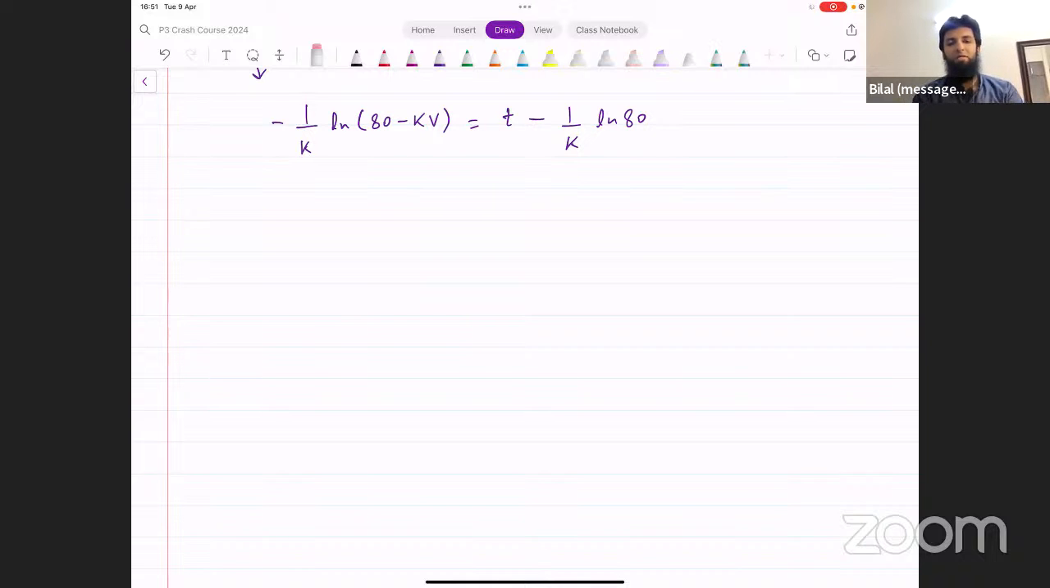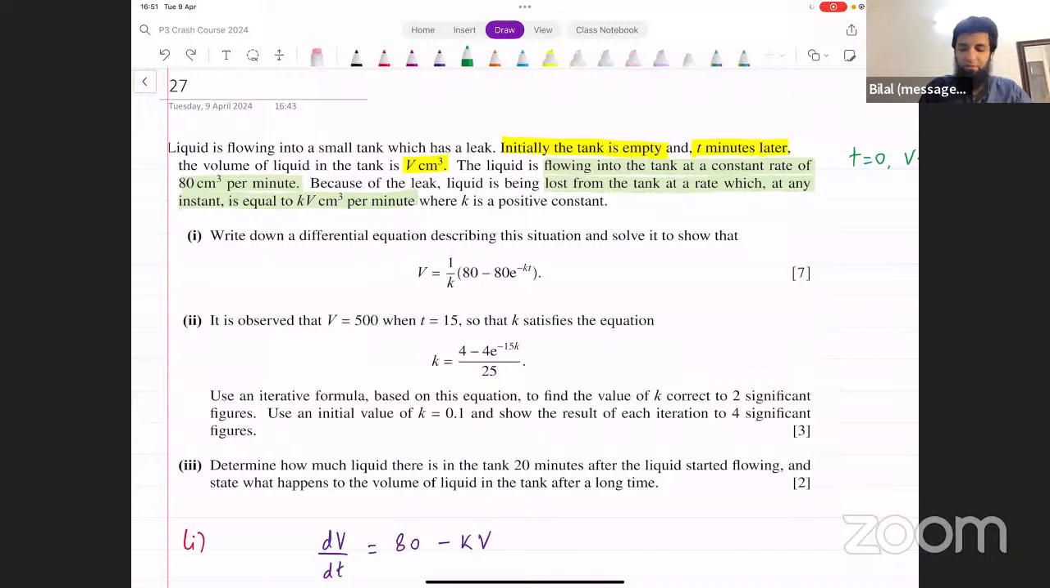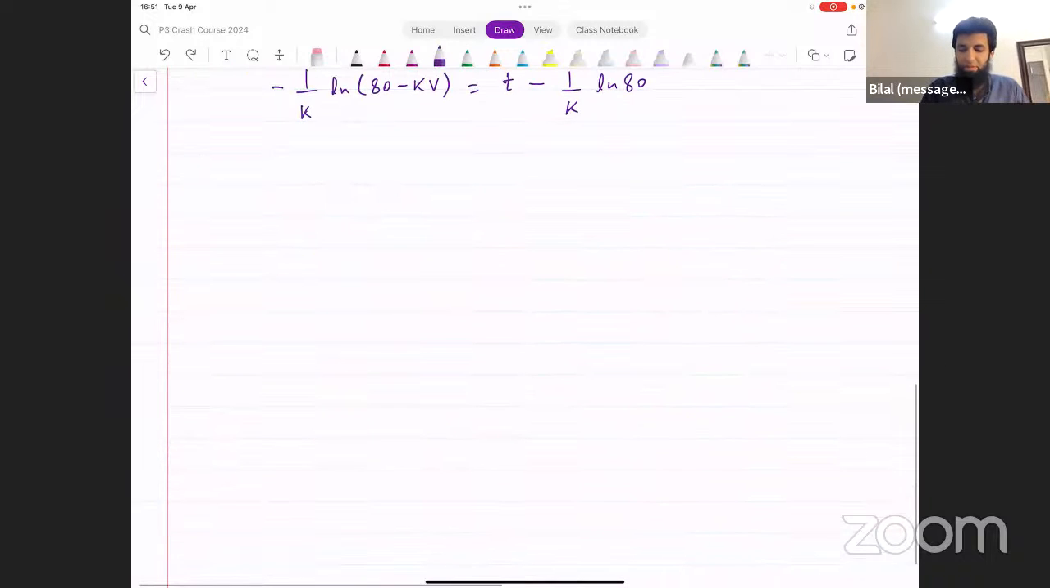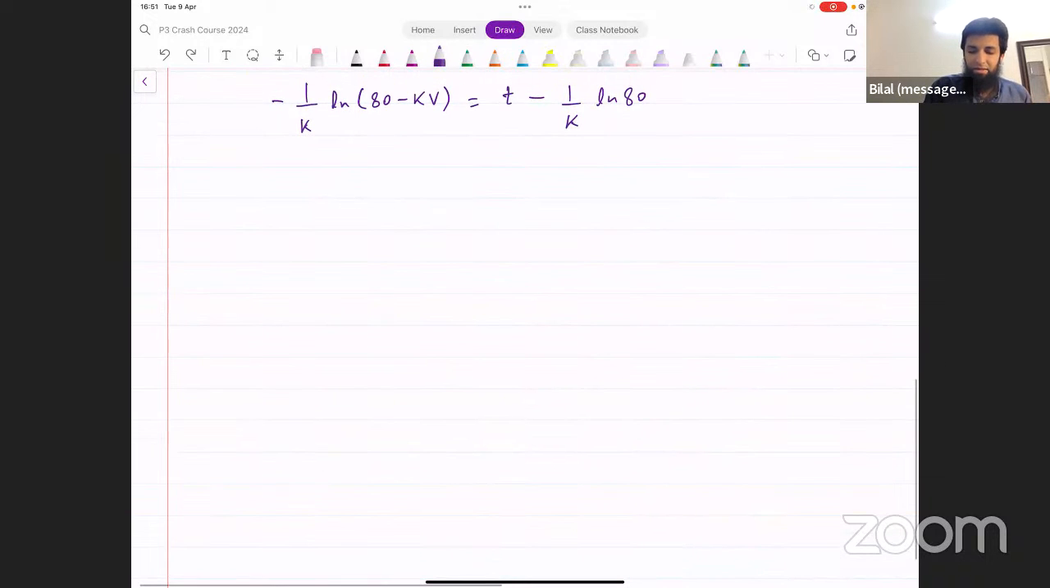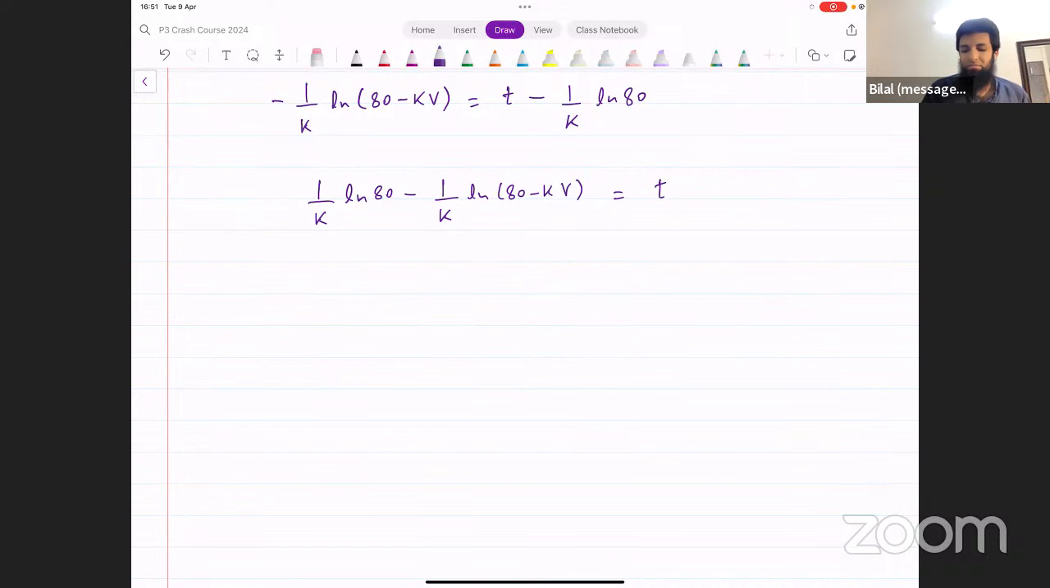Now, for that, remember, the first thing you have to do is write this whole thing as a single log term. As in, the multiple log terms that you have, you have to convert them to a single log term. How can you do that? You can bring this term to the left and see what that gives you. Bring that to the left side. That's going to give you 1 over k into ln of at minus 1 over k into ln of at minus k times v. And on the other side, you just have t.